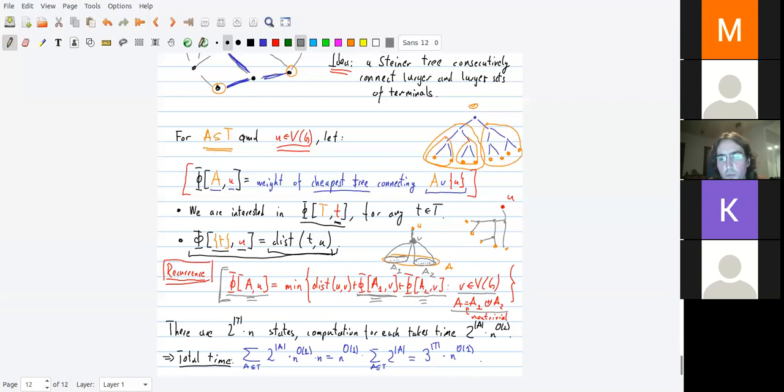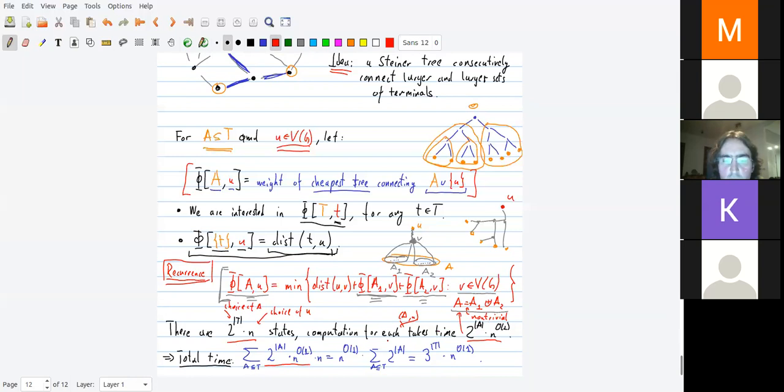So how many states do I have? Well, 2^t times n states, because this is the choice of A and this is the choice of U. And the computation for each state A, U takes time. Well, now it's not polynomial time because I need to go through all these partitions. The number of those partitions is 2^a, all the subsets of the terminals, because it's a partition into a subset and its complement. So what is the total running time? For a state A, U, we use this running time.